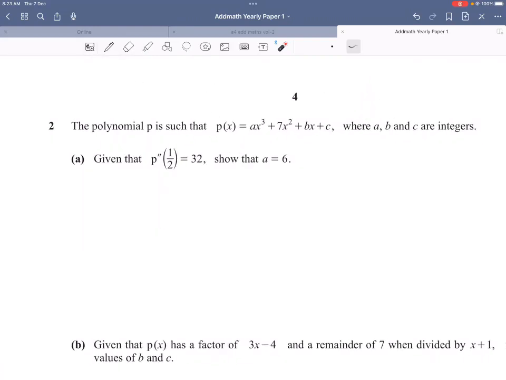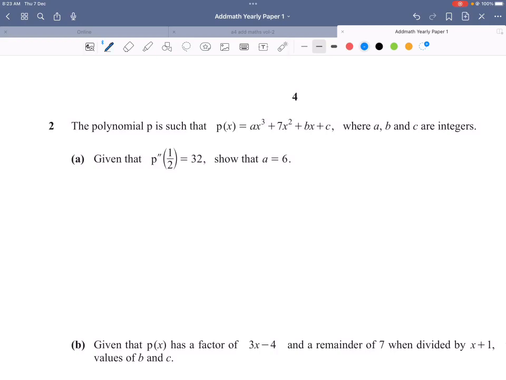Next one. Question number 2. The polynomial p is such that p of x is equal to ax cubed plus 7x squared plus bx plus c, where a, b and c are integers. Given that p double prime, that means 2 times we need to differentiate it, show that a equals 6.